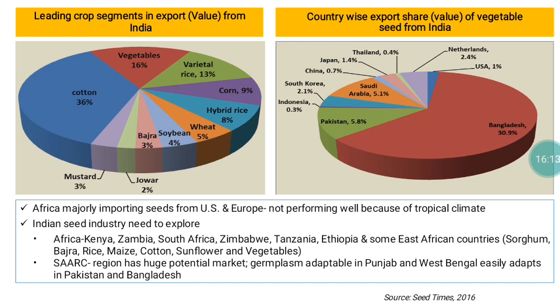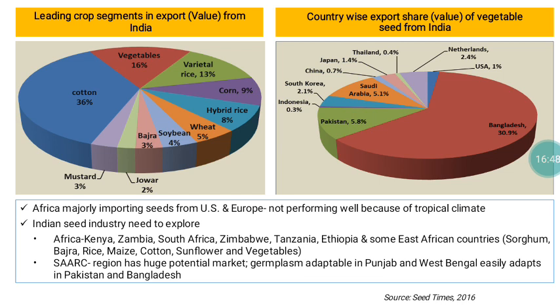So our seed export consists of 36% cotton seed material, and Bangladesh is the main importer of our materials. Africa is also receiving material from outside the country, mainly from the USA and Europe. But even though they receive the material from the US and Europe, the performance of that seed material is not good, because the US and Europe have a temperate climate.